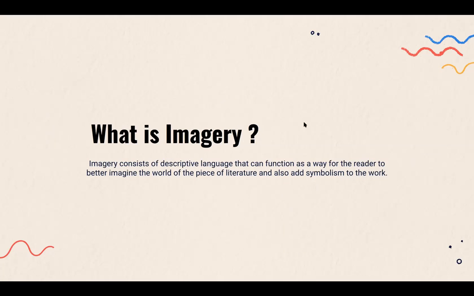Imagery consists of descriptive language that can function as a way for the reader to imagine the world of the piece of literature and also add symbolism to the work. So just like how I was describing the examples before, imagery could help give more of a sense of image to the imagination, to whatever they are trying to sell.